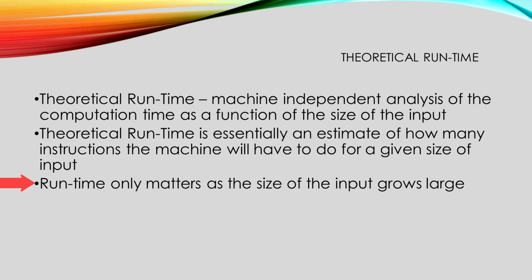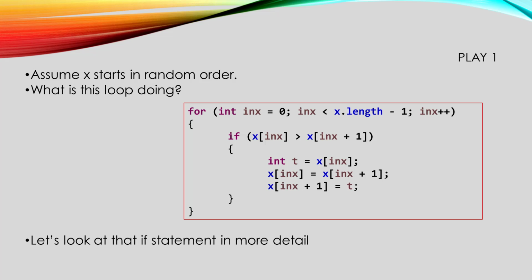For example, say we're searching for something in an array. If the array is small, the difference in runtime of two strategies isn't going to matter. With a small array, both will run fast enough. However, as the array grows larger, there's a chance that one strategy may be much faster than the other. To see how we measure theoretical runtime, let's play with this code and see what it does when the array x is in random order.